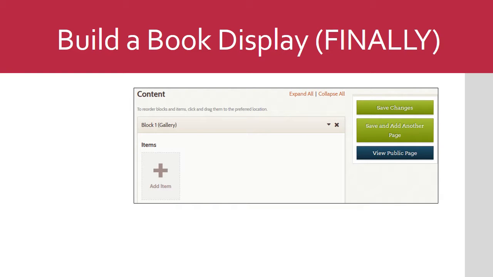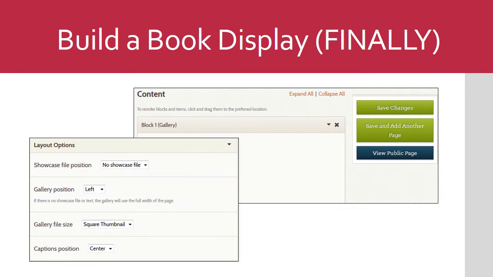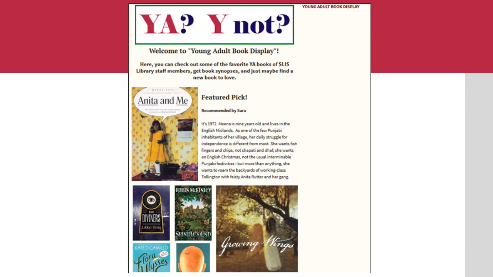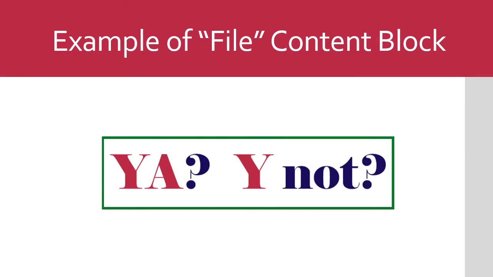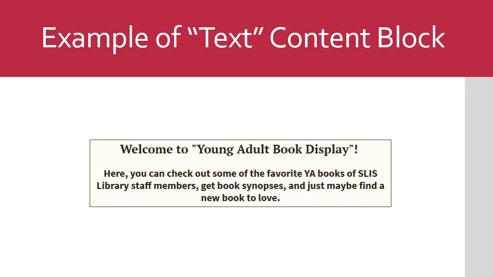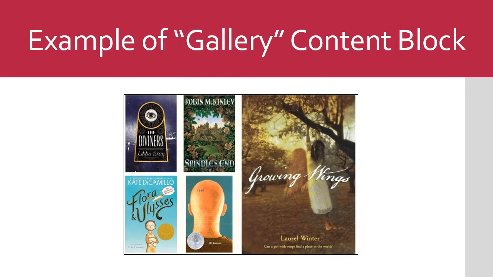Once you've selected a block type, you can populate your content directly from your saved items by clicking on Add Items. You can also adjust your layout options here. These will affect how items are displayed on your page. As always, be sure to save your changes. Continue to build your display by adding content blocks to your page. You can mix and match types of content blocks to create the design of your choice. Here are some examples of what the various types of content blocks look like to give you a sense of how they might fit together in your display design.